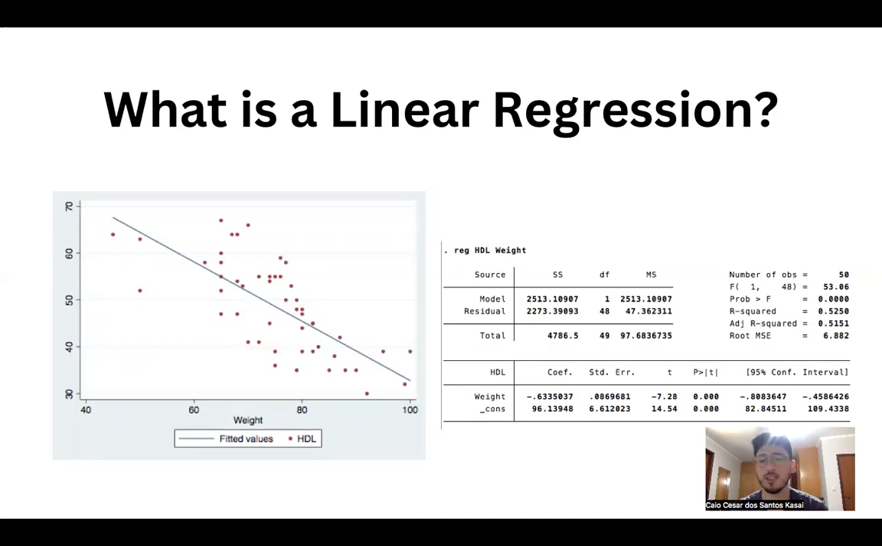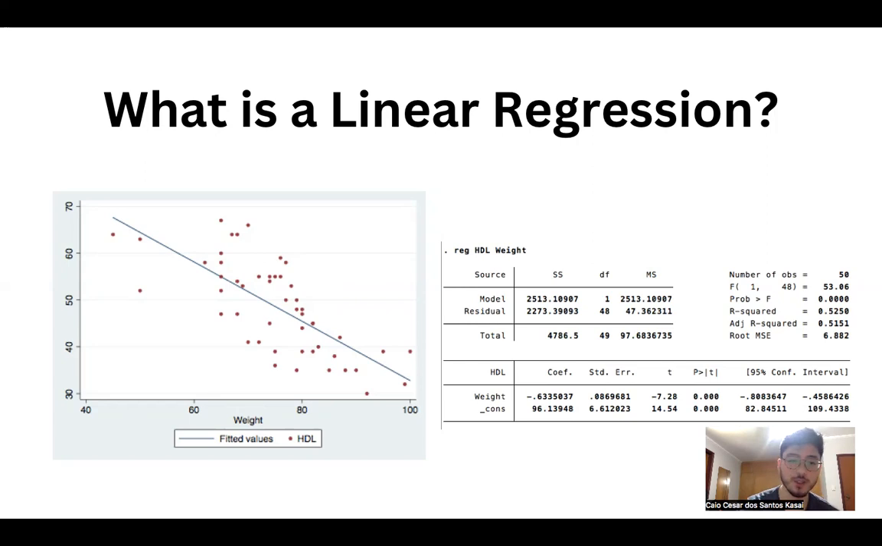And what you're going to be looking at is the coefficients of the variables. In this case, you can see the coefficient of weight, which is negative 0.63. And this value is actually your B, your slope of the curve. And the coefficient of the constant, which is 96.13, is your A, or the intercept of the model. And as you can see, the p-values of both the weight and the constant are equal to 0. So that means that both variables are statistically significant in this model.